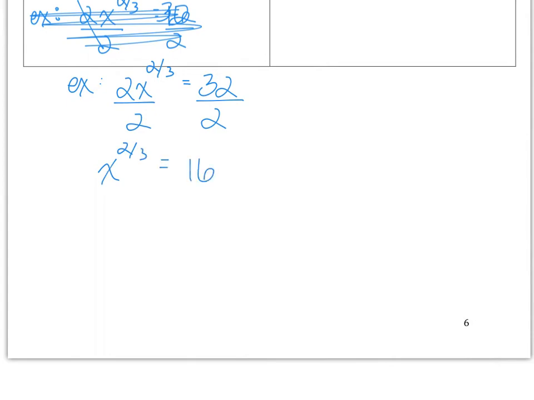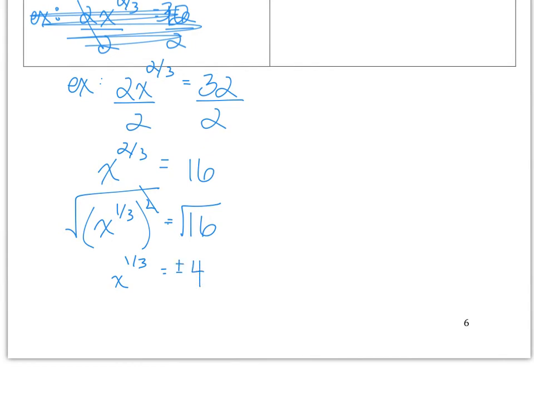And so I have a couple of choices. My first choice is I can rewrite this as x to the 1/3 squared equals 16. And the opposite of squaring something is square rooting something. So I'm going to square root both sides. So these cancel. So now I have x to the 1/3 is now equal to, and the square root of 16 is 4. And we need the plus or minus because the index was even. And now the opposite of raising something to the 1/3 power is cubing it. So I'm going to cube both sides. Those cancel, and now I get x equals plus or minus 64.